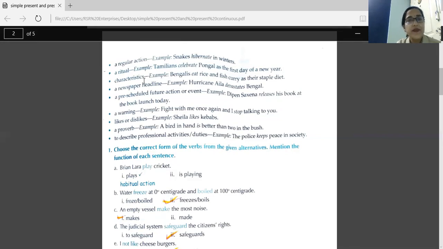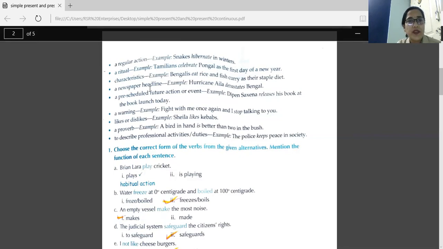Next point, characteristics. Characteristics of anybody or the quality of something. See this example. Bengalis eat rice and fish curry as their staple diet. It's their characteristics of Bengalis. So here we have eat, simple present tense. Bengalis plural, so we have eat, we are not writing eats there.